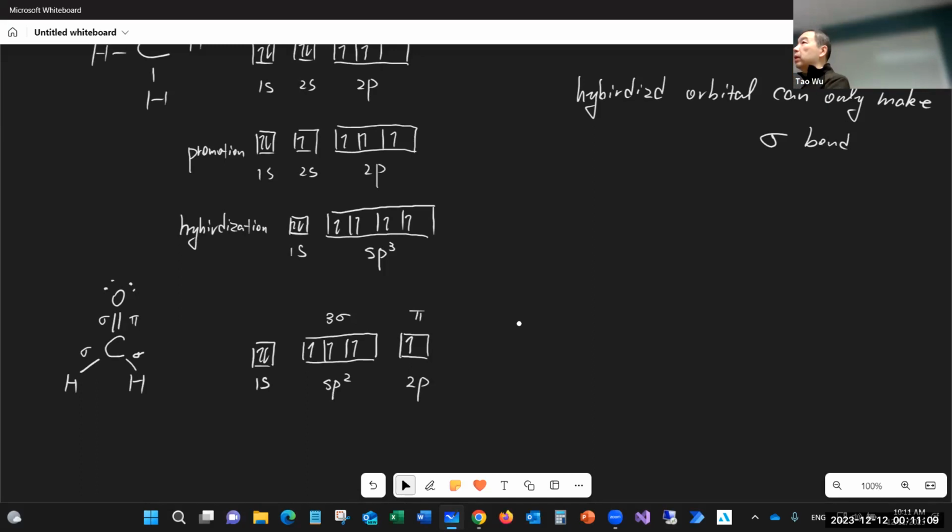Remember, pi bonds are made by side-by-side 2p orbitals. So this can explain this one. And then there's another situation like this. We have a triple bond, and this is an alkyne. How do we explain the central atom over here? Well, in this situation, sp2 hybridization doesn't work, right? Since the central carbon has two sigma bonds and two pi bonds, how can we explain this?